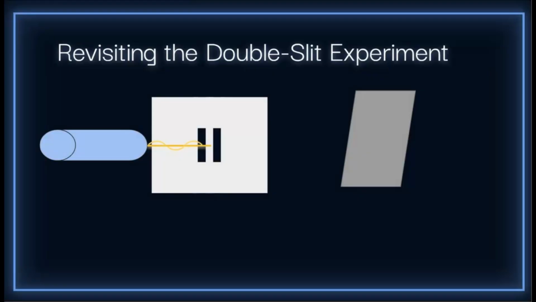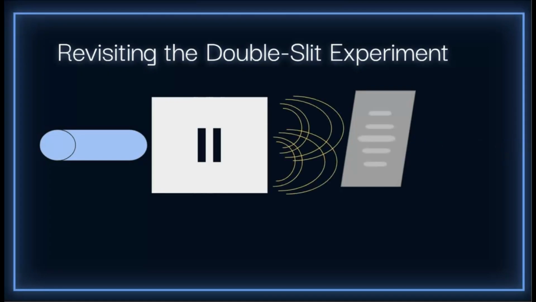So to revisit the double slit experiment, we have our electrons that are being shot out and aimed at the screen that has two very small slits in it. This is going to create a wave-like pattern that, when hitting the final detector, creates this interference pattern.